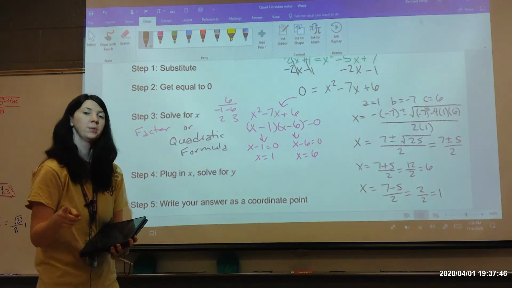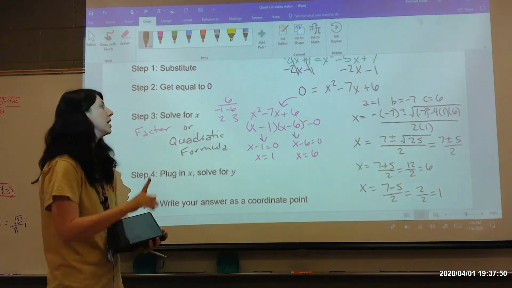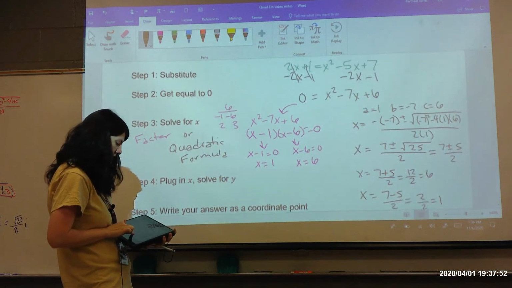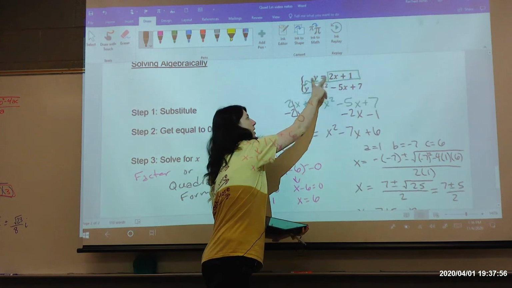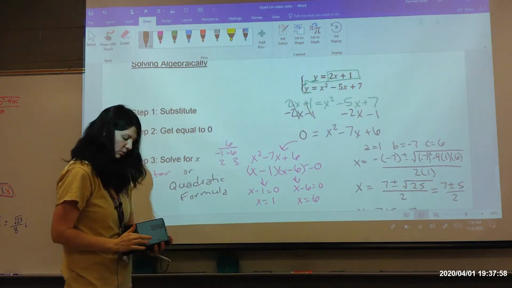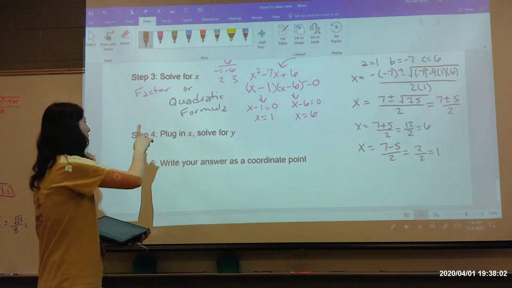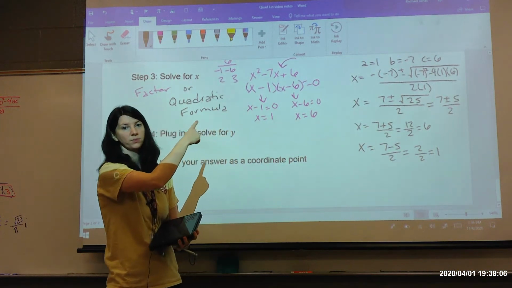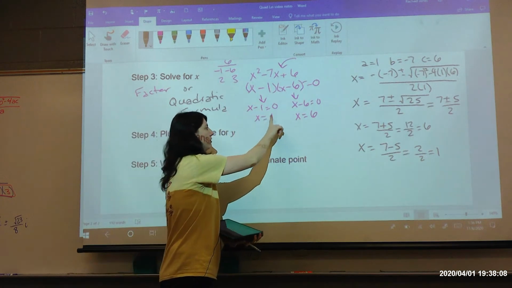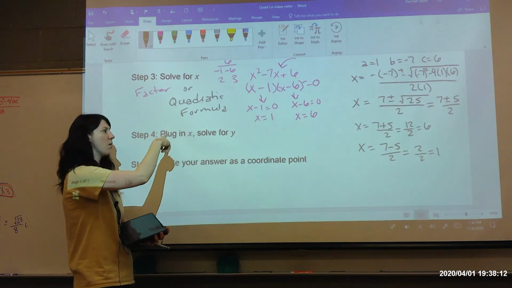Now remember, we are not solving a quadratic equation. We are solving a system. In our system of equations here, we have 2 equations, which means we have 2 variables that we need. We found x, now we need y. So that is step 4. We use our x values to find our y values, and we have to find a y for each x. So I need to plug in my x to find that y.